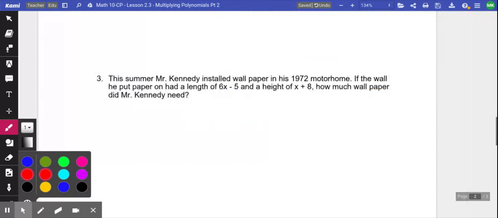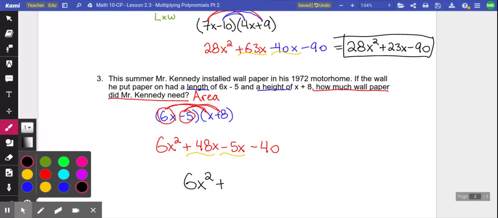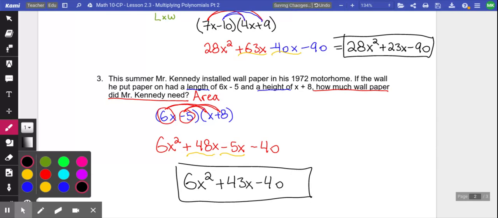When you distribute, you get 6x squared. So 6x times x. 6x times 8 would be positive 48x. Negative 5 times x is negative 5x. And negative 5 times 8 is negative 40. My last step every time I multiply is collect like terms. So I get 6x squared plus 43x minus 40. That is how much wallpaper I would require to wallpaper my motorhome.